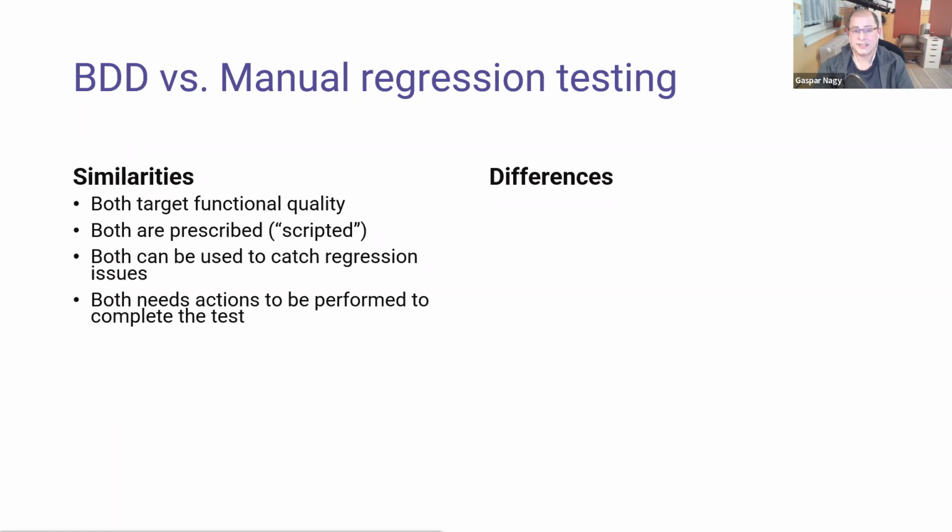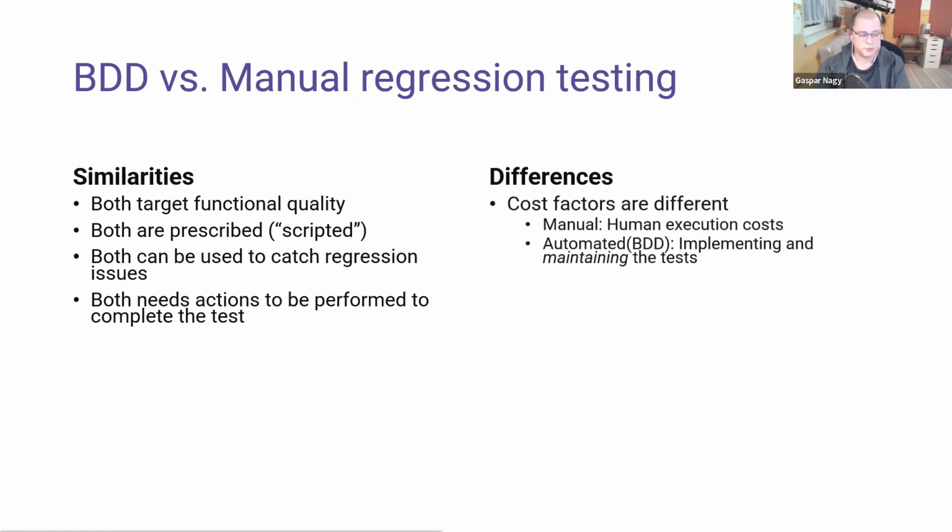But on the other hand, there are quite key differences as well. So it sounds a little bit weird, but I would say that the cost factors of these different kind of tests are somewhat different. For manual test, if you think about what is the highest cost factor, then obviously you will see that the human execution cost is the most important. Somebody needs to sit there. If it's a regression test, then they need to sit there multiple times and redo the same test again and again and again.